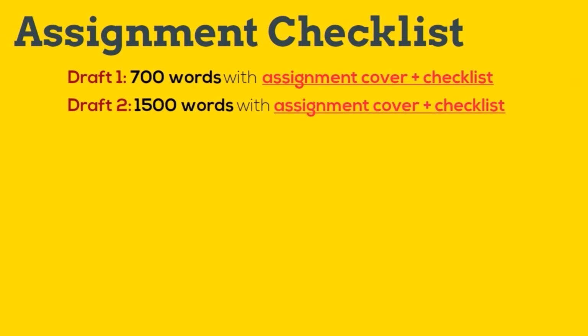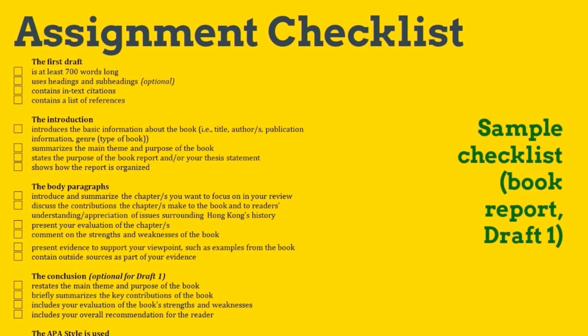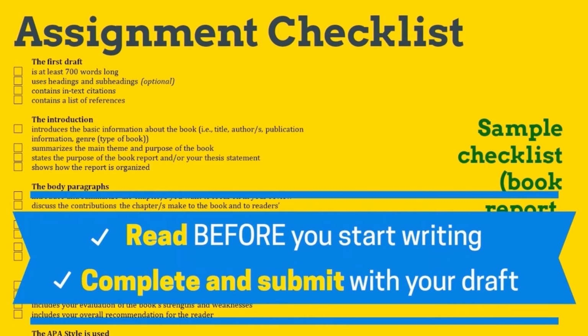Okay, we asked you to submit a cover page and a checklist with your drafts. So what is a checklist? An assignment checklist is a list of items that you're expected to include in your assignment drafts. It is a useful tool developed by your subject teacher and the ELC for your reference. Here is a sample checklist. What you should do is to read it before you start writing to get a general idea of what you're expected to write. Use it while writing to ensure you're addressing your assignment requirements. Then, complete and submit it with your draft.